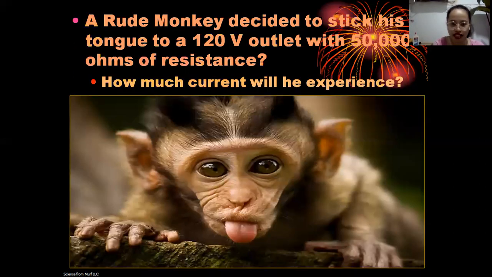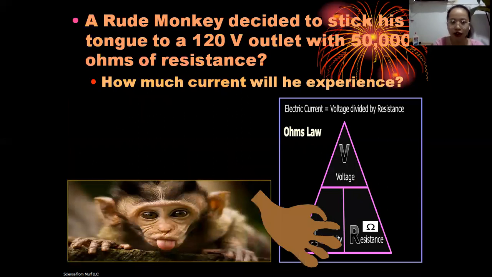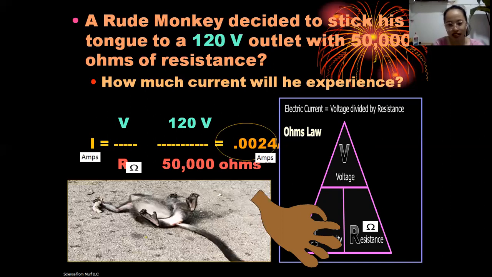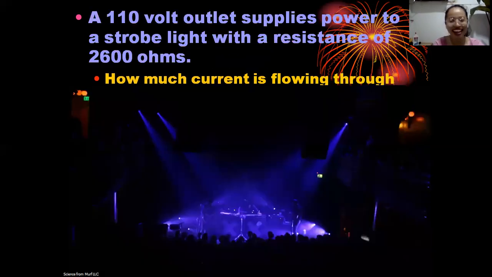Try solving this one. A rude monkey decided to stick his tongue into a 120-volt outlet with 50,000 ohms of resistance. How much current will he experience? Do you think he's still alive after doing that? Okay, the answer is 0.0024 ampere. Look what happened to the monkey.